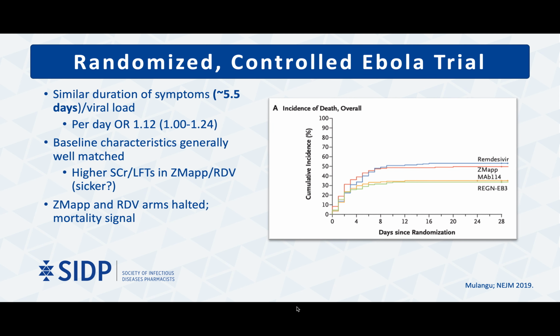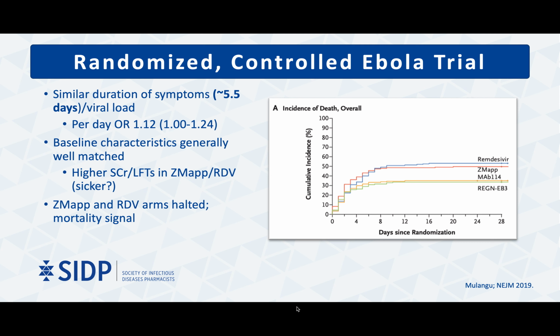A few key points from the study. Across groups, there was a similar duration of symptoms prior to enrollment, which is approximately 5.5 days. There was a significant correlation between reduced survival and the duration of illness prior to enrollment. Viral loads at baseline were similar amongst treatment arms, and baseline characteristics were generally well matched. There was numerically higher serum creatinine and LFT values in the ZMAP and remdesivir arms, which could potentially signal that these patients were sicker at baseline because they were already demonstrating end organ effects of the disease.